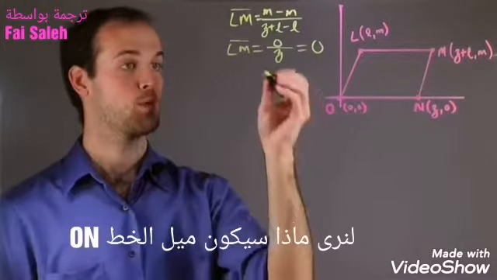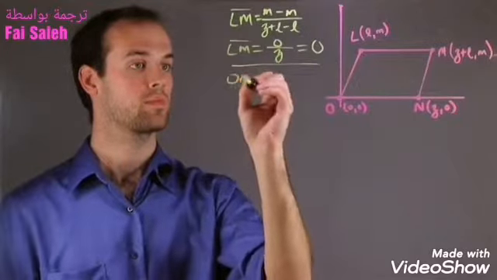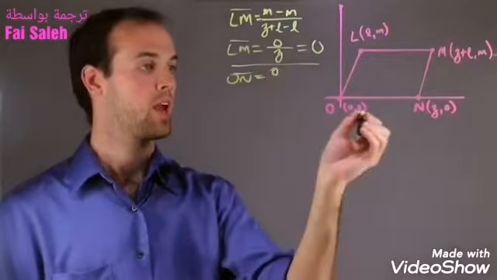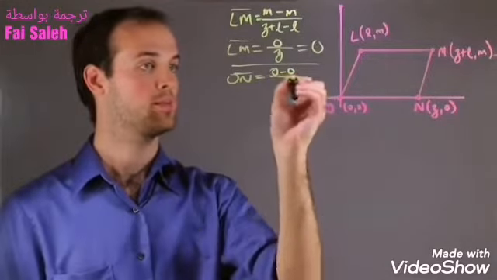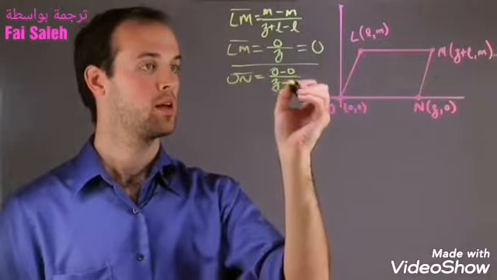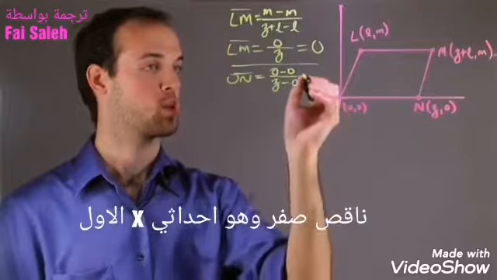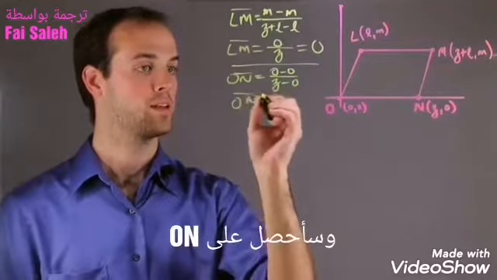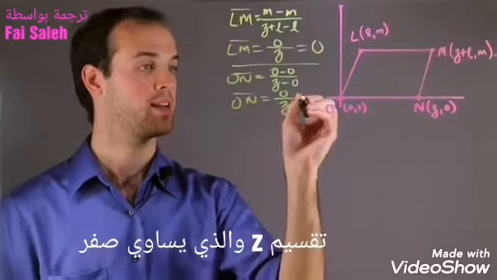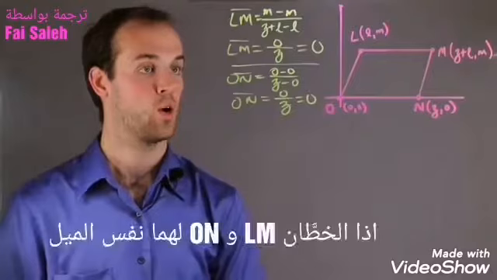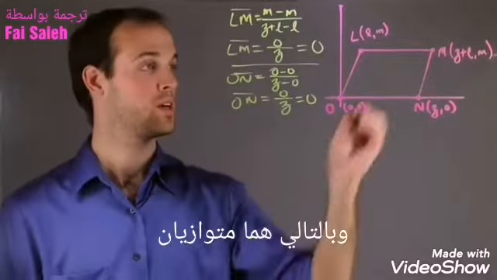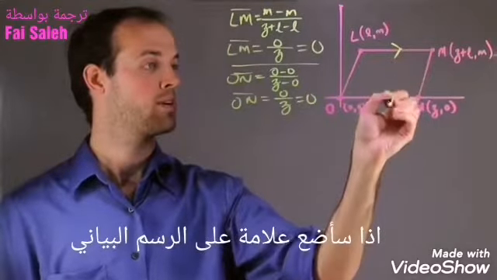Let's see what the slope of ON is. Again, we want to take the second y-coordinate, 0, and the first y-coordinate, 0, subtract them. And then I want to have the second x-coordinate, z, minus 0, which is the first x-coordinate. And now I get that the slope of ON is equal to 0 minus 0, which is 0, over z, which again is 0. So LM and ON have the same slope. Therefore, they must be parallel. So I'll go ahead and mark that on my graph.